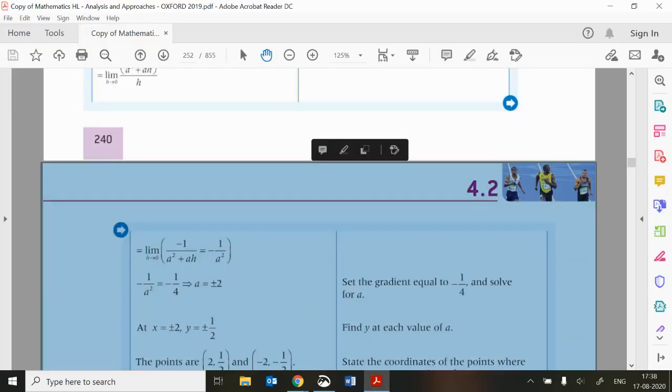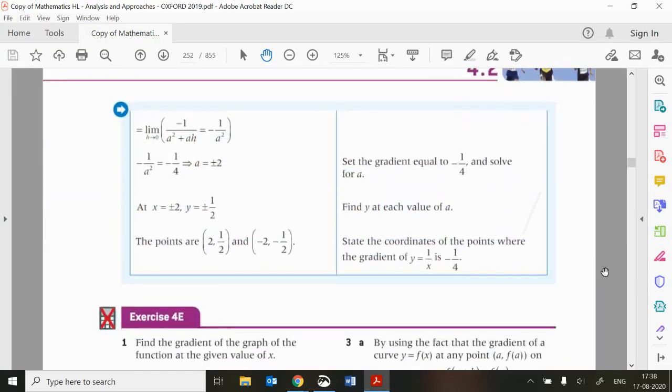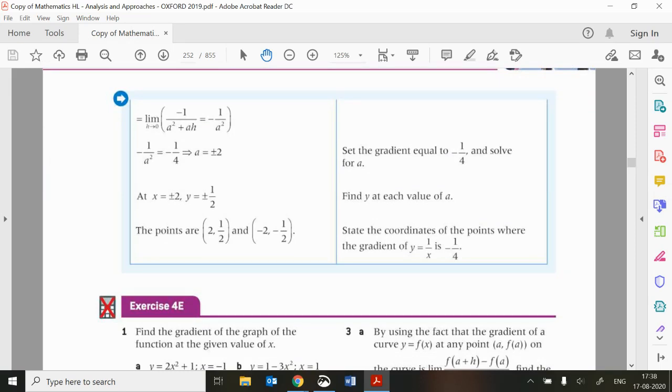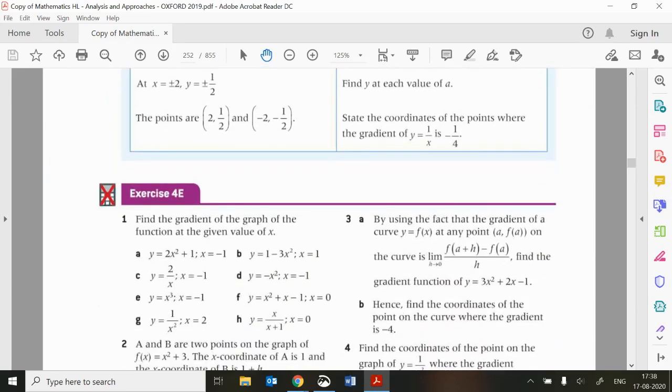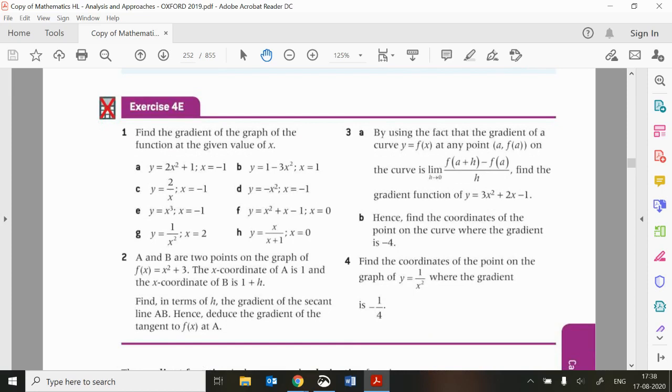Okay, well, let's see what they've done here. Yeah, they've put them in coordinate points as well. Right, well, we've got there.